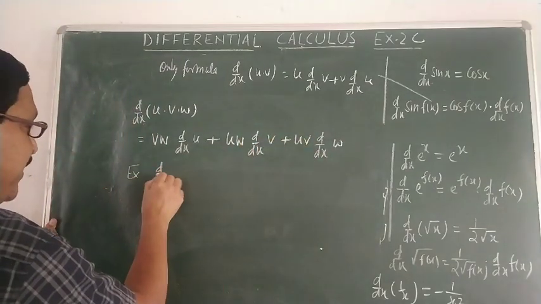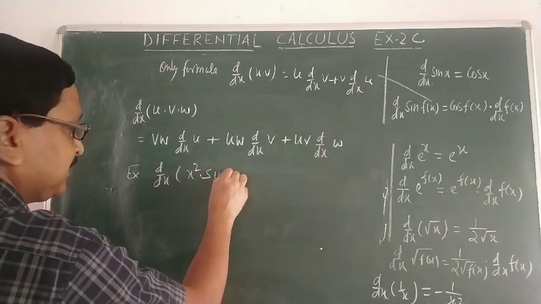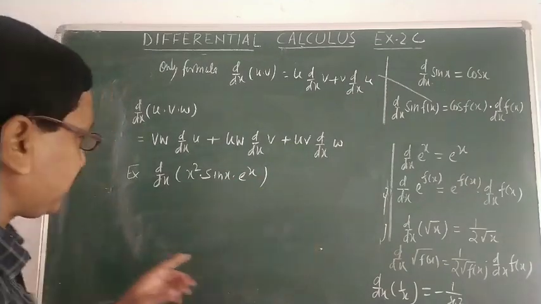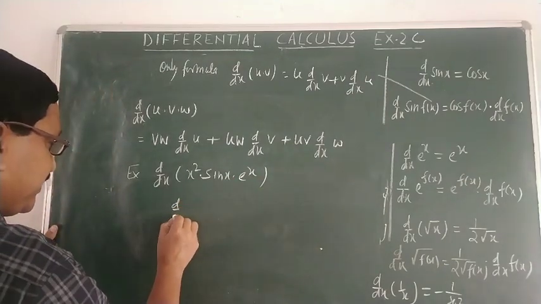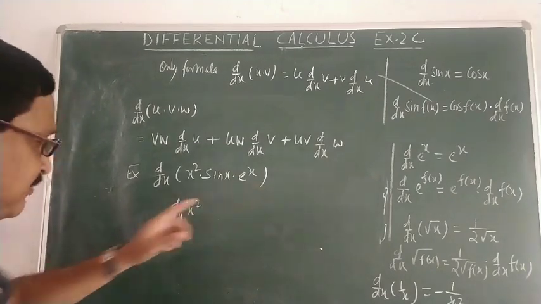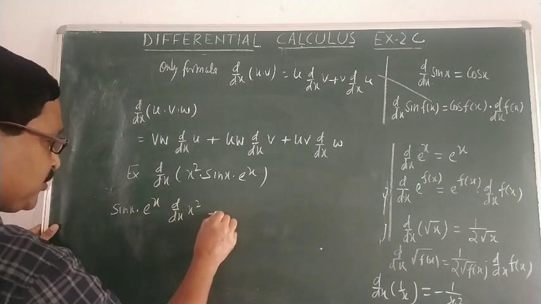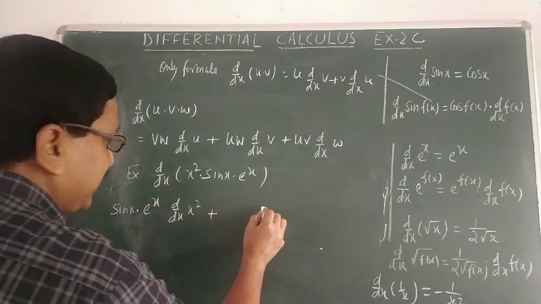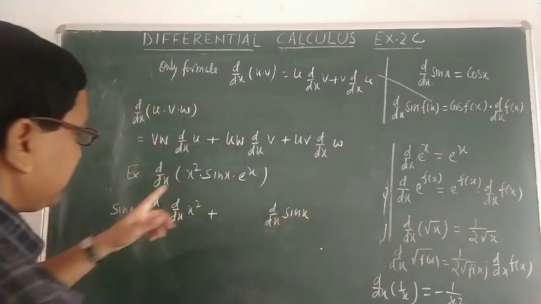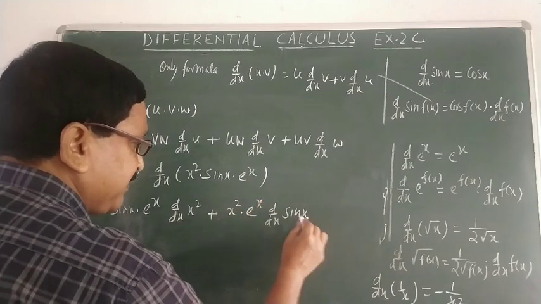So in case of three functions, you can utilize this. Example, d by dx of x square sin x e to the power x. Suppose you have to differentiate the triple product. So this is right, d by dx of x square. If x square is taken, sin x and e to the power x will be outside, plus if d by dx of sin x is taken, then x square and e to the power x will be outside.